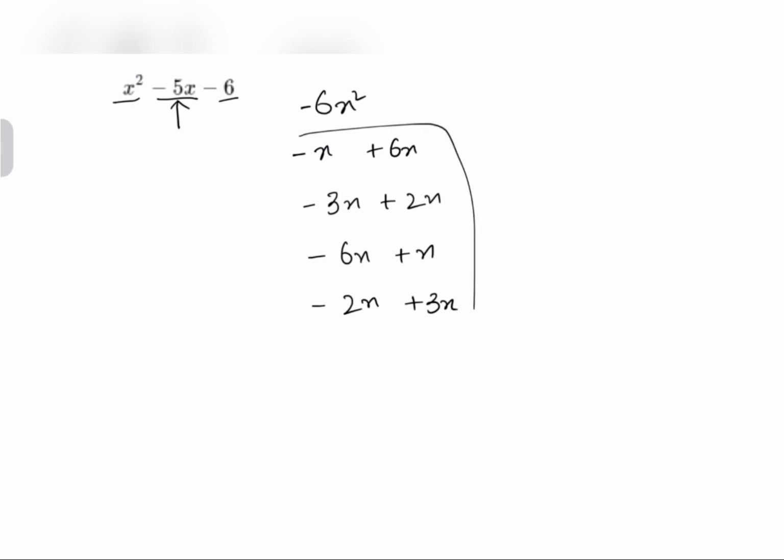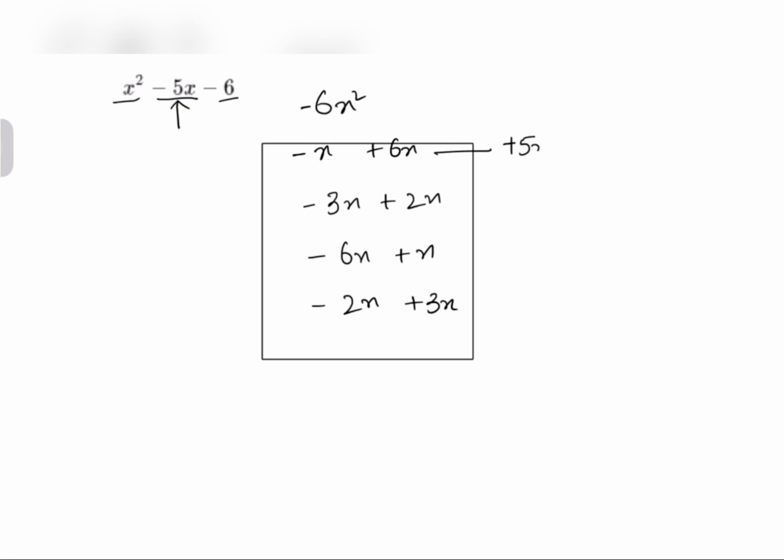Now all of these meet the first condition of being factors of the product of the first and last term. But not all of these will give us a negative 5x on being added or subtracted. For this, we'll have a positive 5x. This will give us a negative x. This is the only pair that will give us negative 5x. This will again give us a positive x. So this is the set of terms that we can use to solve our equation.